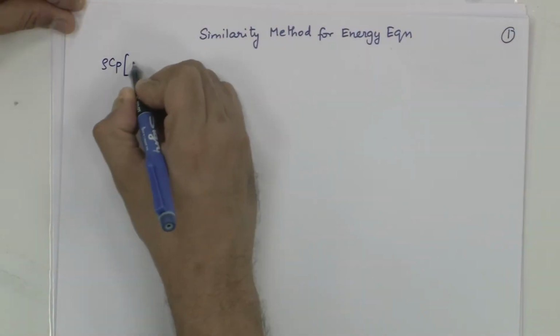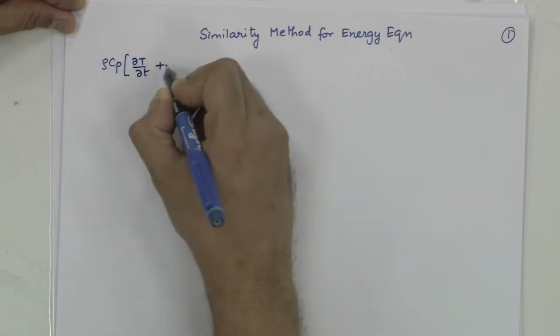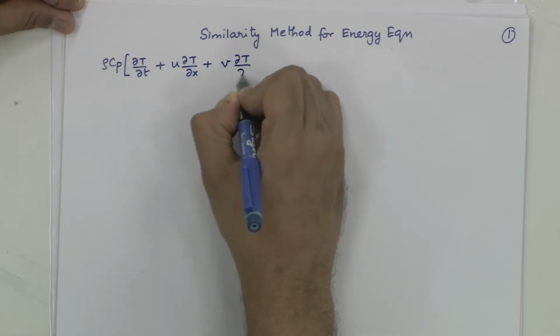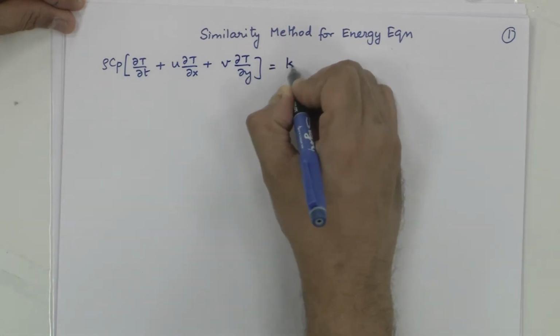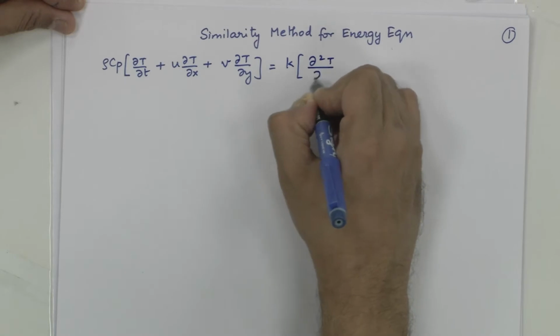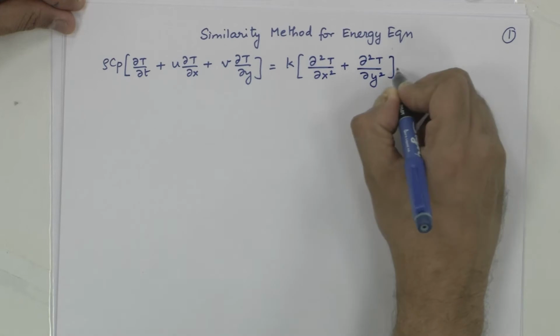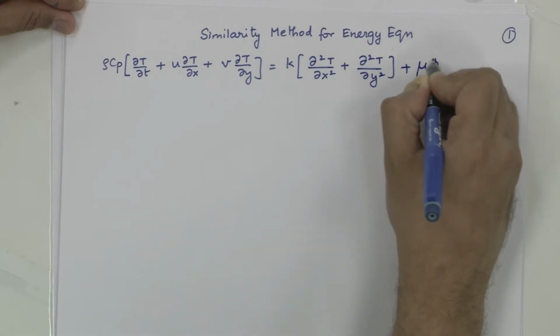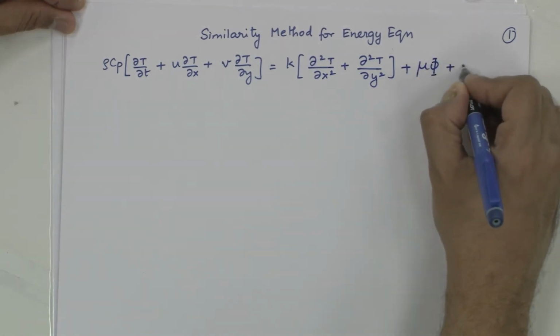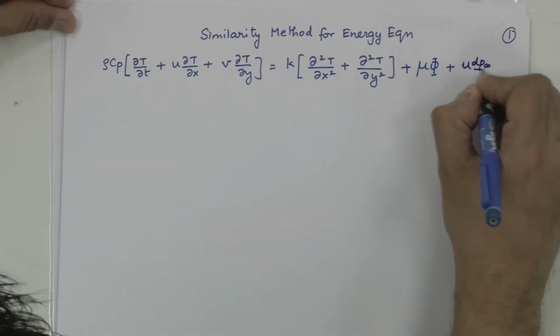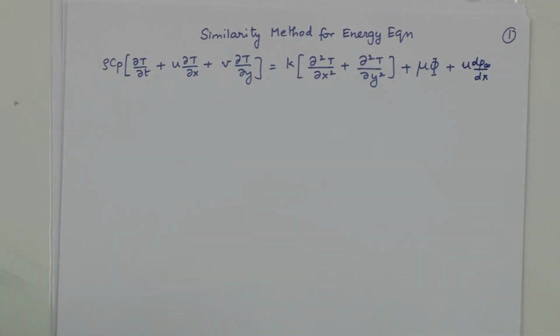So the energy equation for the boundary layer is given by rho Cp times (dT/dt plus u dT/dx plus v dT/dy) is equal to k times (d²T/dx² plus d²T/dy²) plus mu phi plus u into dp infinity by dx. So this was your simplified energy equation.